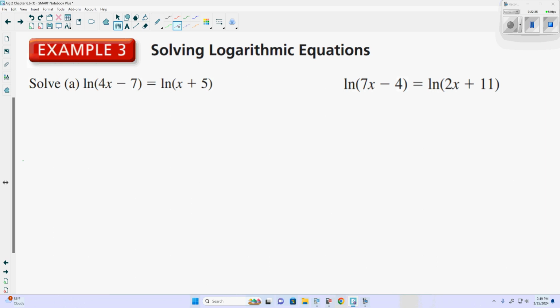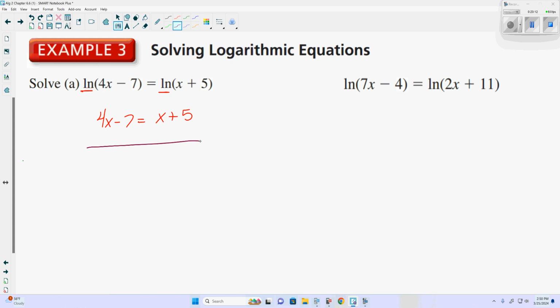Apparently I'm going to throw the pen. So if we look at this here, the natural log of 4x minus 7 is equal to the natural log of x plus 5. Well, the natural logs match up, which tells us that 4x minus 7 has to equal x plus 5. If we have one log on either side of the equation and it's the same log, what's inside of each log has to be equal. So here 4x minus 7 has to equal x plus 5.